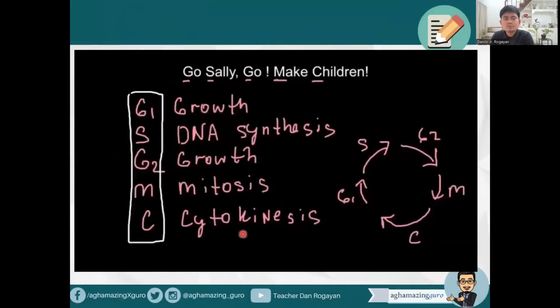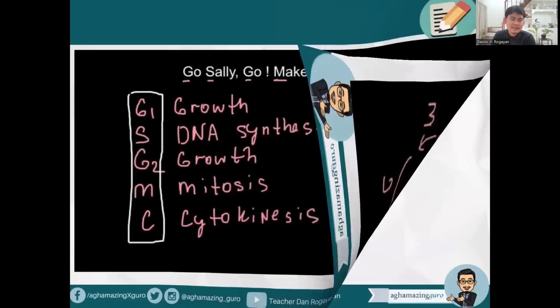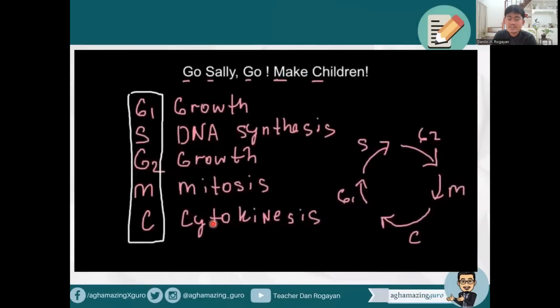To remember that, you can use the mnemonic, Go Sally, go make children. Right? Growth 1 or G1, S is for synthesis, DNA synthesis, then growth 2, then you have your mitosis, IPMAT, and then of course your cytokinesis. Go Sally, go make children. It's like saying go forth and multiply. Just in case you are asked to arrange this: G1, S, G2, mitosis, and cytokinesis.